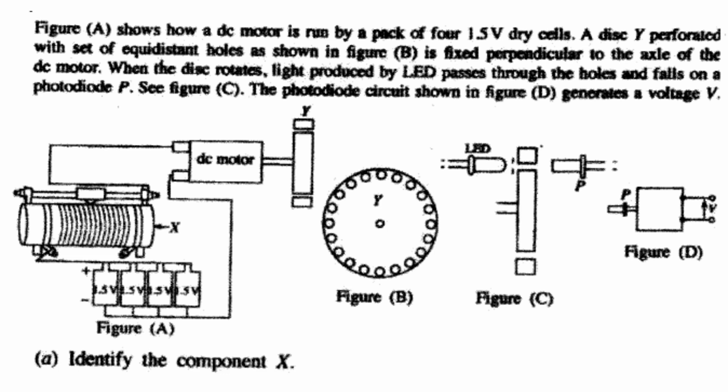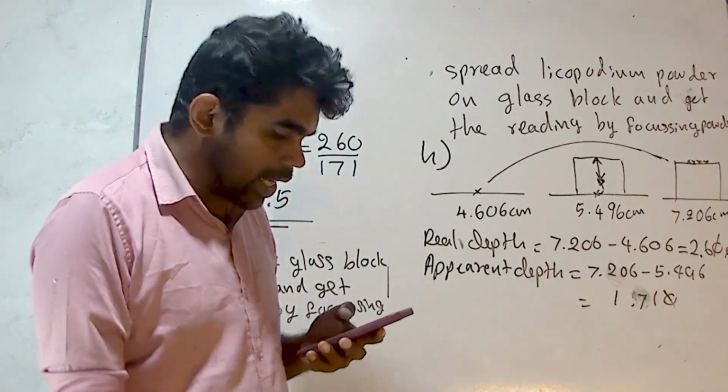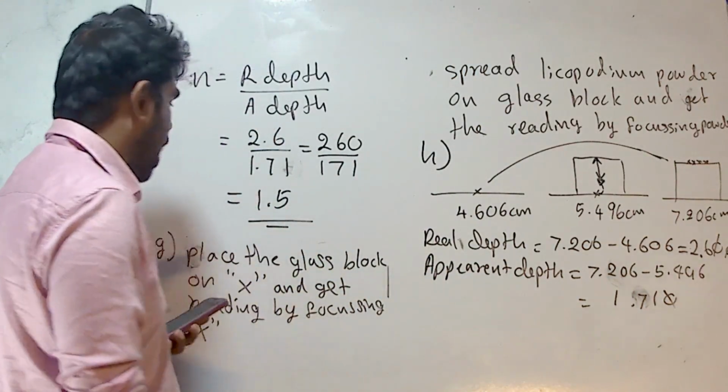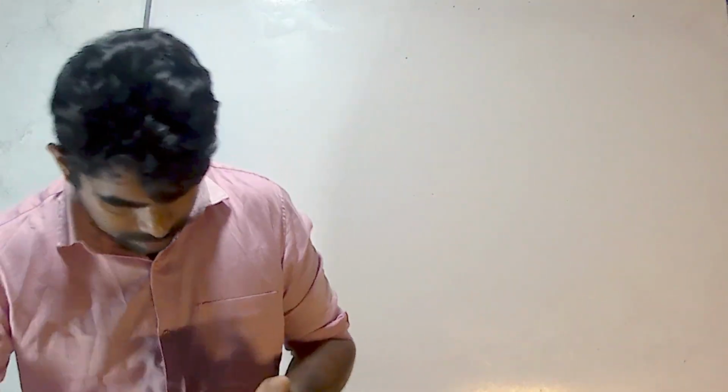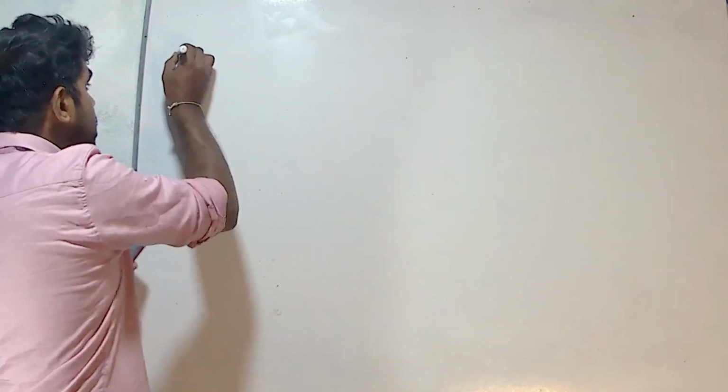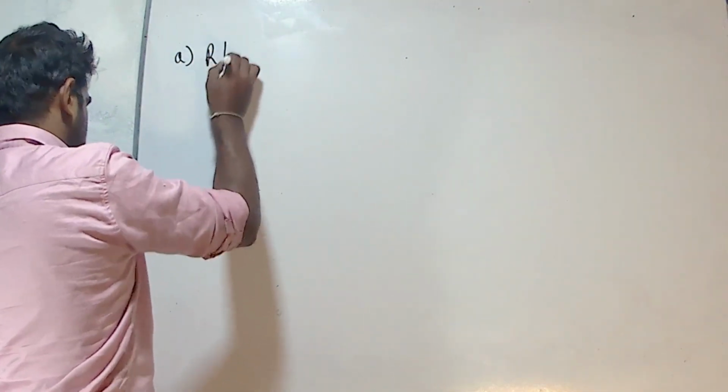Part A, identify the component X. Component X is a rheostat. It is a type of variable resistor. Then we can write, the answer for part A is rheostat.